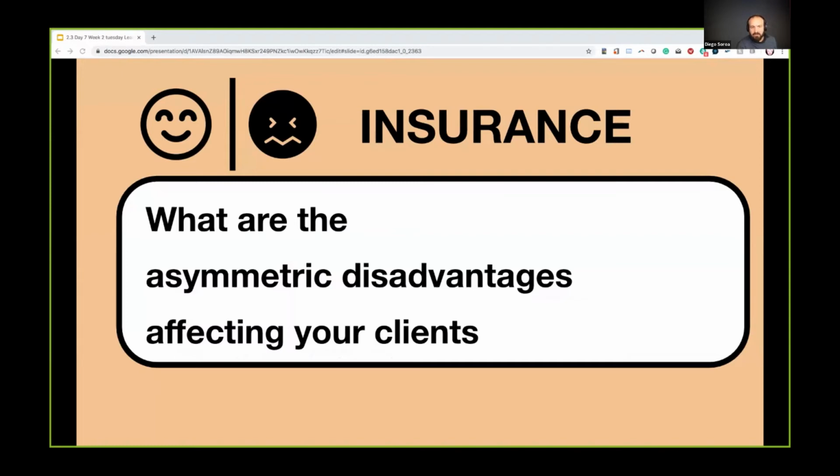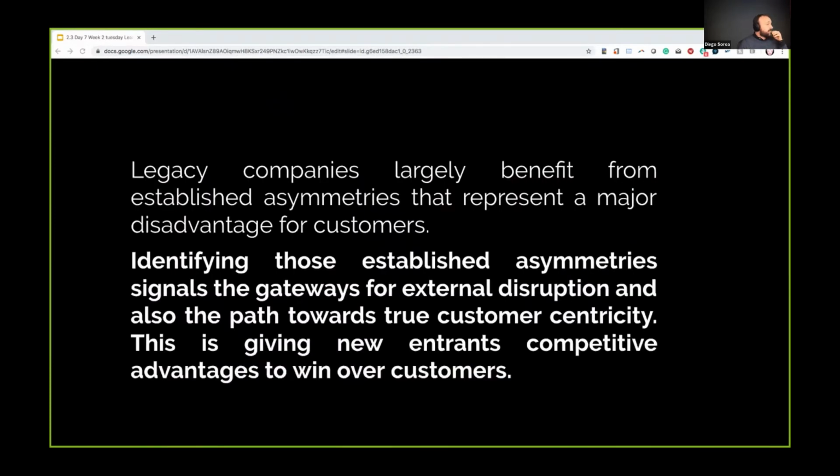So let me go to my next slide here. I was saying before that legacy companies largely benefit from established asymmetries that represent major disadvantages for customers. If you identify those established asymmetries, they signal the gateways for external disruption and also the pathway towards true customer centricity. This is giving you entrance competitive advantages to win over customers.